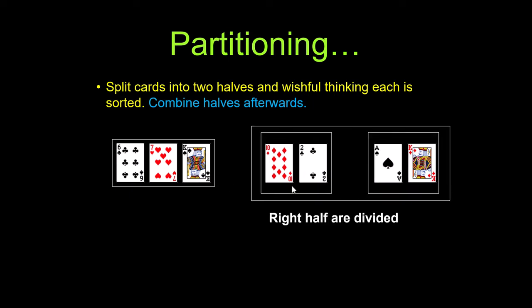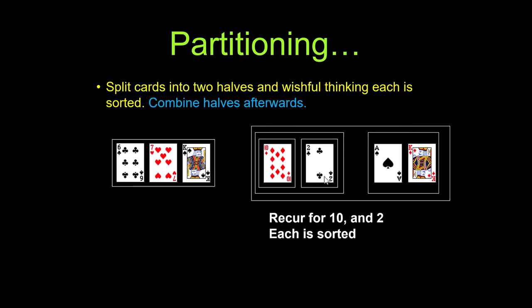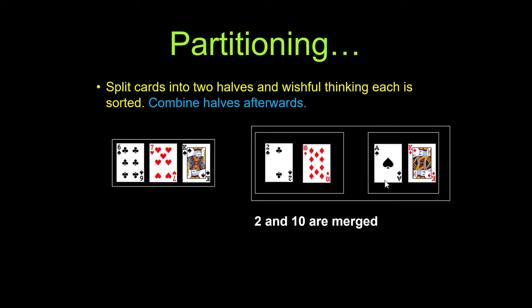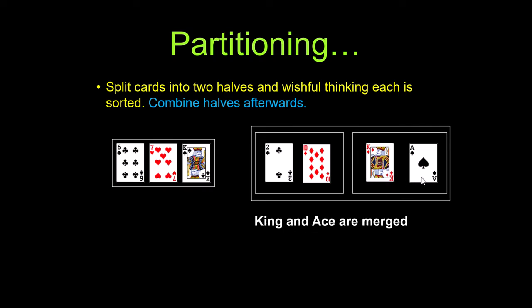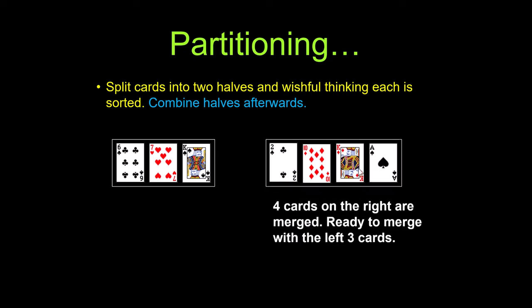Likewise, on the right, we have 4 cards. They are now divided into 2 and 2, and the 2 here, 10 and 2, are now divided into 1 and 1, and they are sorted then. With that, we can merge them into 2, 10. Similarly, for ace and king, they are divided again, and the ace and the king are now merged into king and ace. Now we have 2 pairs of cards sorted, and these 2 and these 2 are then to be merged. We shall skip the merging here to see a bigger one later on. So the 4 cards are now merged.